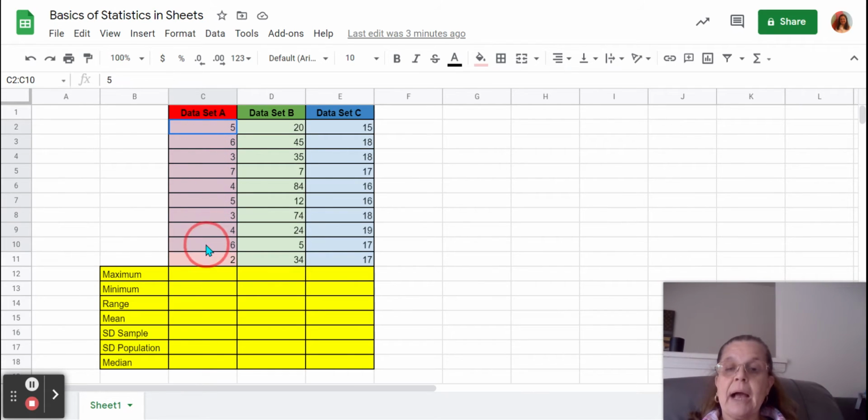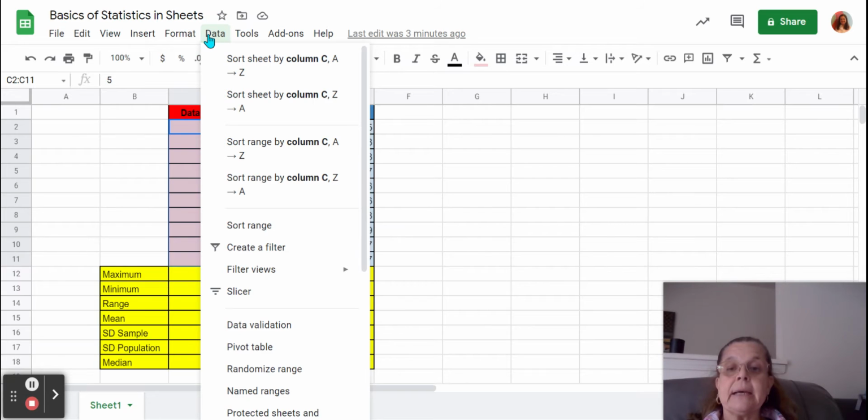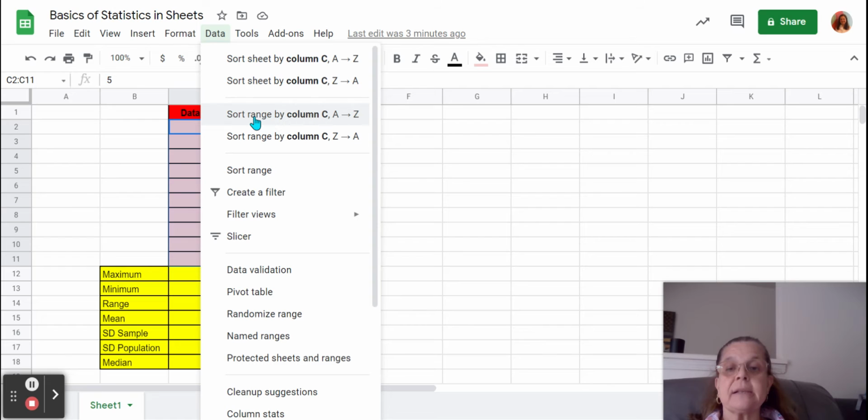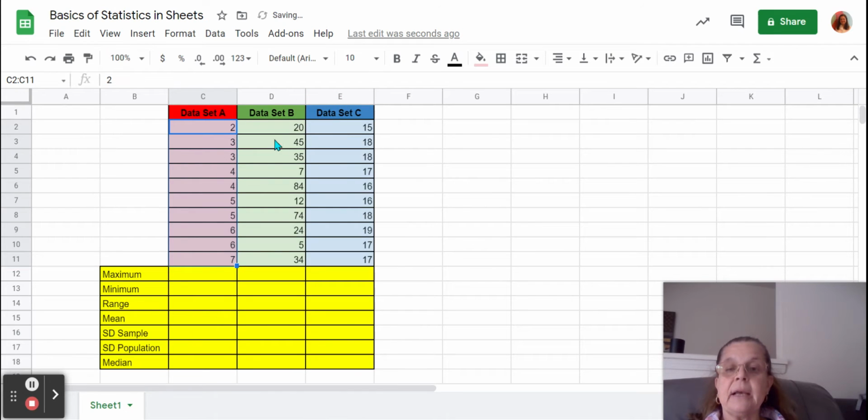So I'm going to highlight the pink data set, starting with the 5 and ending with the 2. Click on data, and I want to go down to where it says range from lowest to highest. Sort, even though you'll see A to Z, it also means numbers. So 2, 3, 3, 4, 4, 5, 5, 6, 6, 7. This data set is now in order from least to greatest.